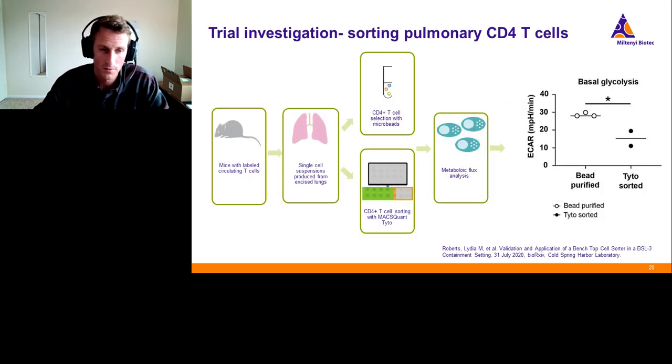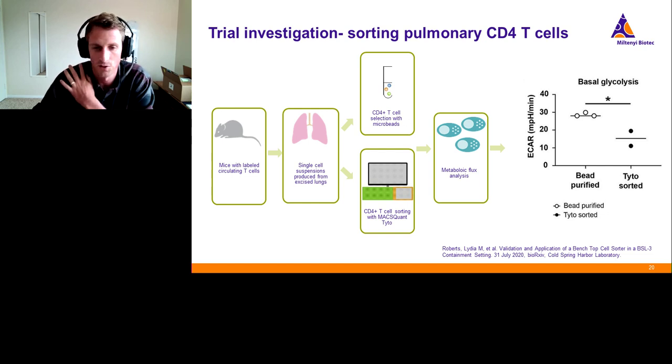The group also, as part of that paper, ran a trial test on sorting something quite basic, pulmonary T cells. And I won't go too much into the detail here, but I think it shows that they were able to sort well within their expectations or normal parameters for sorting.